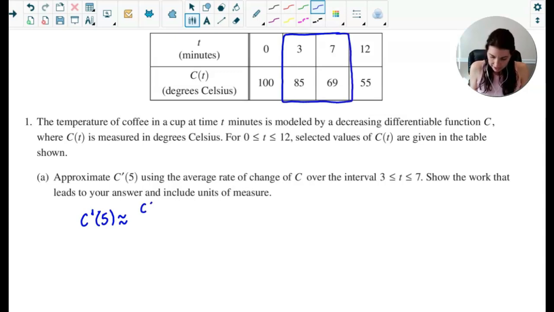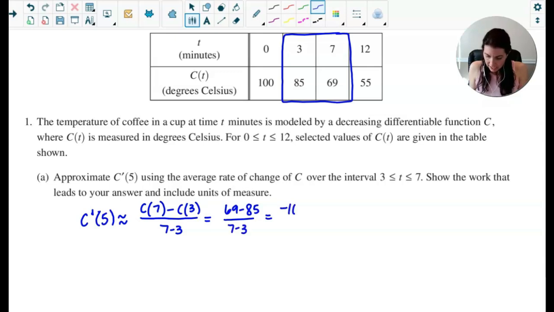So I would have c of 7 minus c of 3 divided by 7 minus 3, which is equal to 69 minus 85 over 7 minus 3, which is equal to negative 16 over 4, or negative 4. And because this part says to include units in our answer, this would be negative 4 degrees Celsius per minute. And there is the answer to part A.